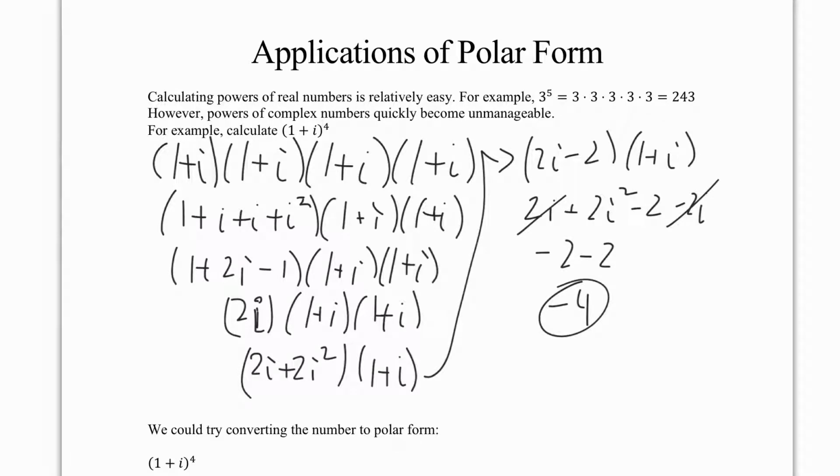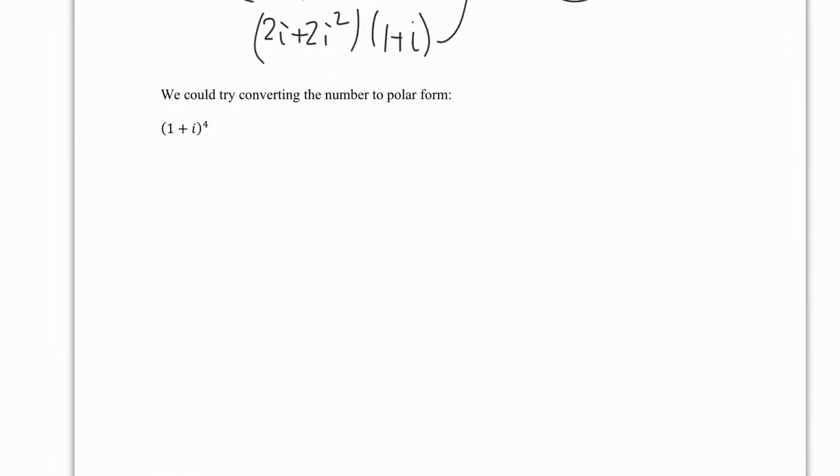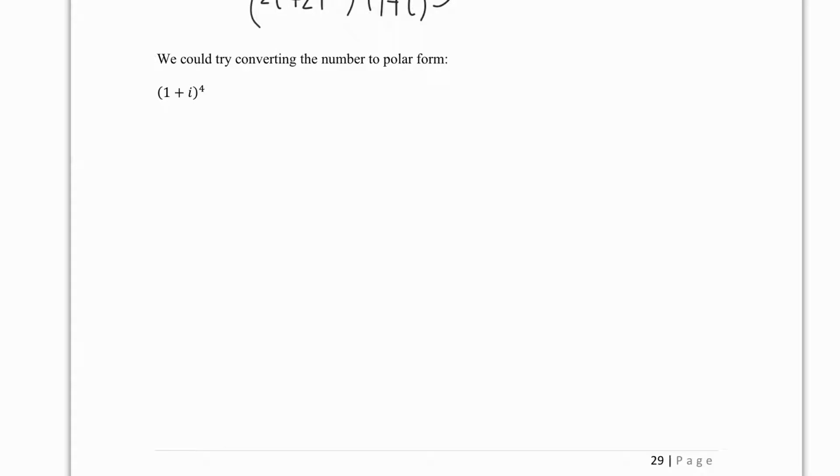Now, we could do that. We got negative 4 in the end, but that was not an enjoyable process. It took a long time, and you can imagine if this was to the power of 5 or even 6, how quickly this would become unmanageable. But let's try converting the number into polar form.